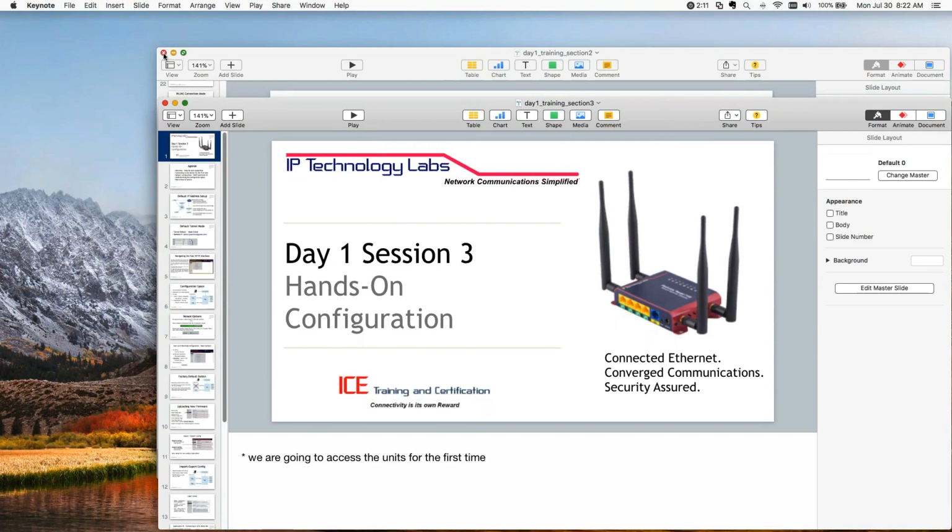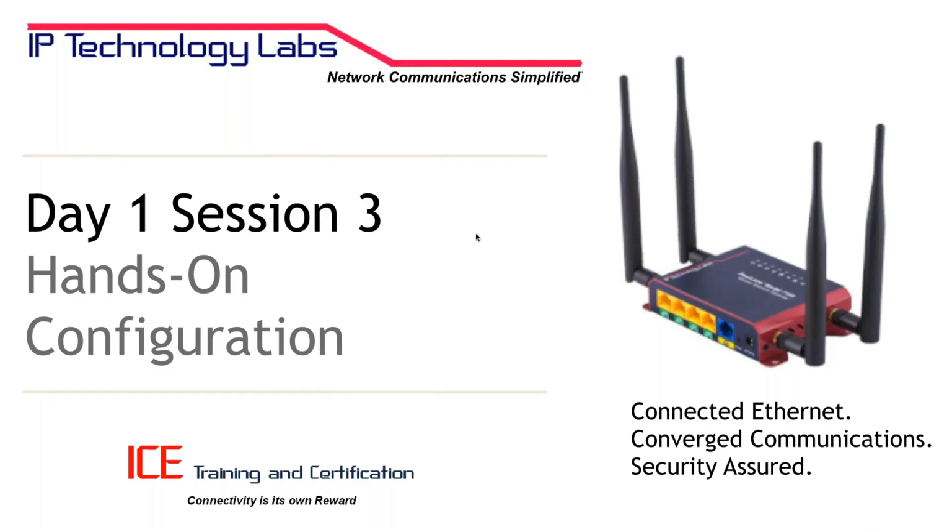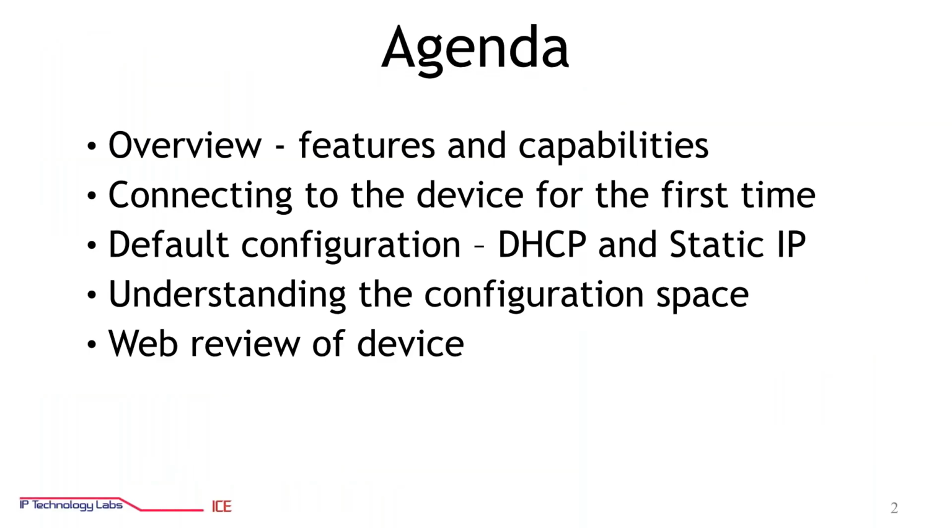So the next thing that we are going to take a look at is connecting to the devices, default configurations, how the configuration space operates within the device, how to communicate with the device when you first get one. So we'll talk a little bit about the features and capabilities, connecting to the device for the first time, the default configuration and the configuration space within the device, and then we're going to take a quick look at the web interface.